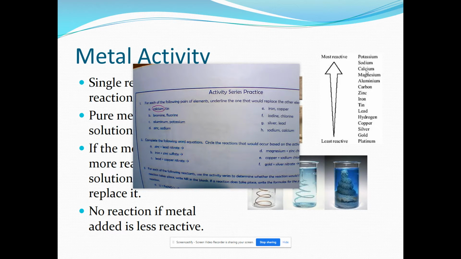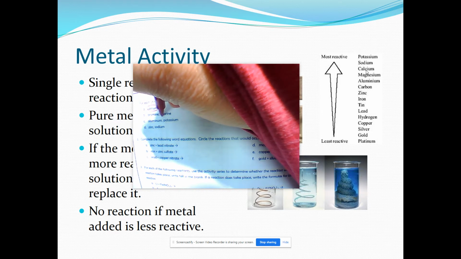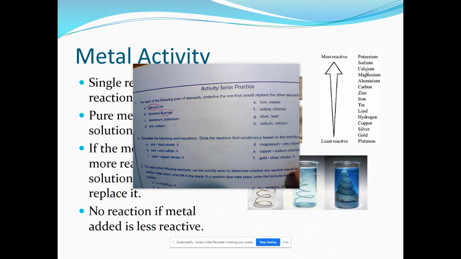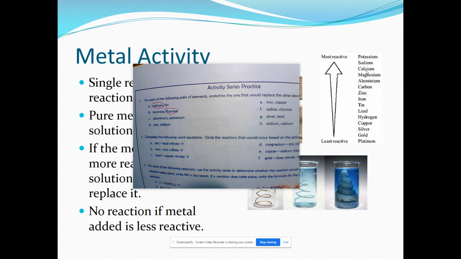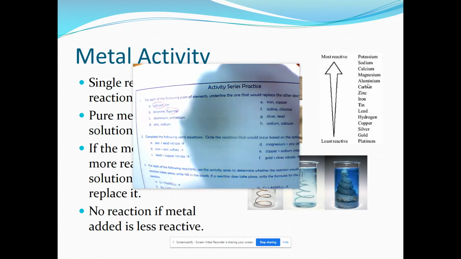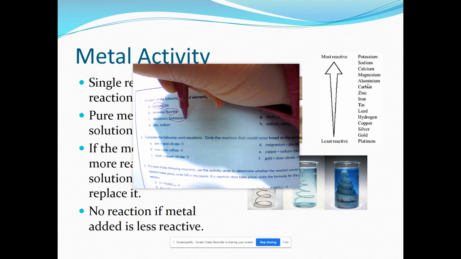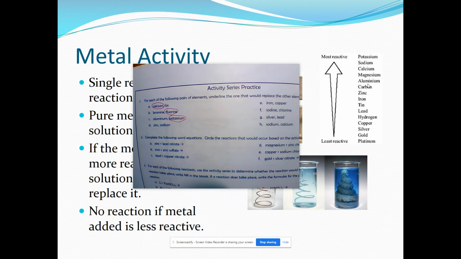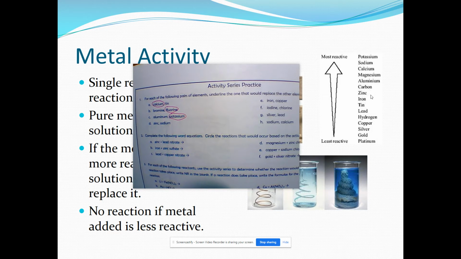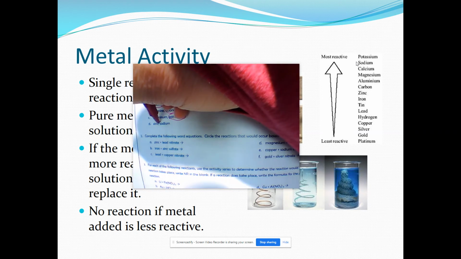All right, bromine versus fluorine. Okay, well, fluorine is higher up, so fluorine is going to react. Aluminum versus potassium. Potassium is way up here. Aluminum is down here below it. So that means potassium is going to react. Zinc compared to sodium. So zinc is down here. Sodium is up here. So sodium is more reactive.